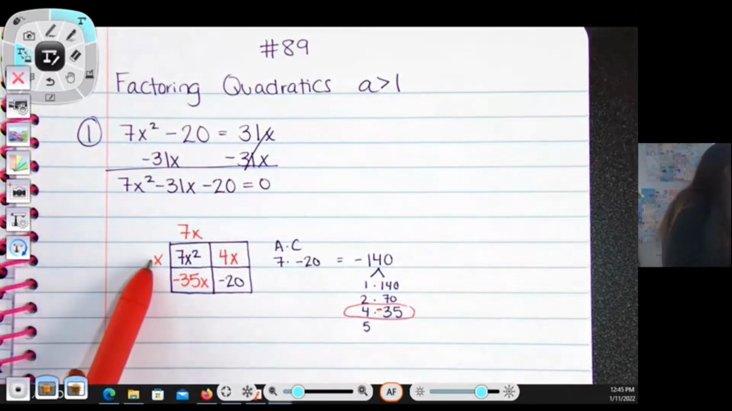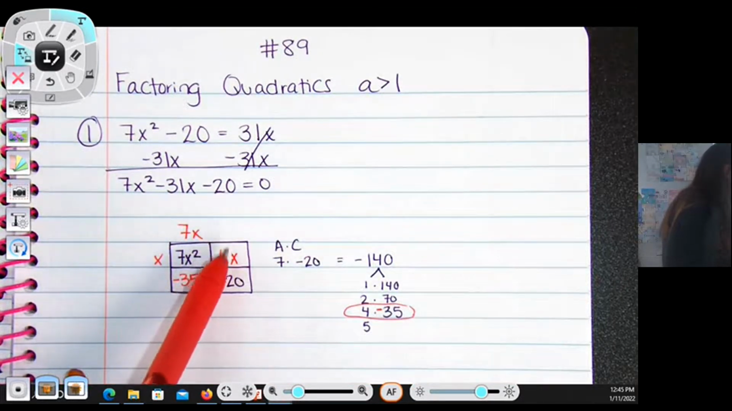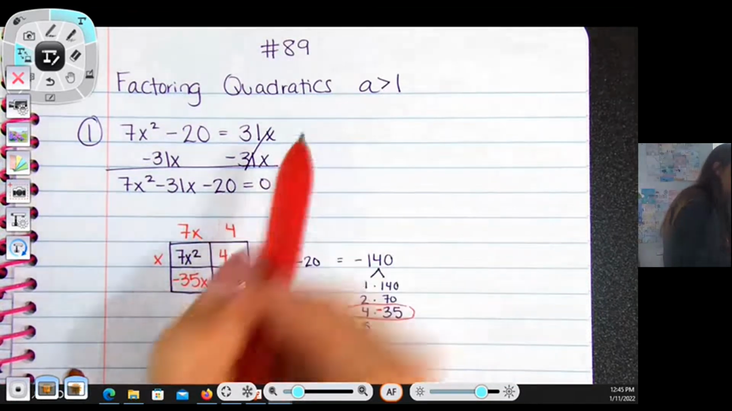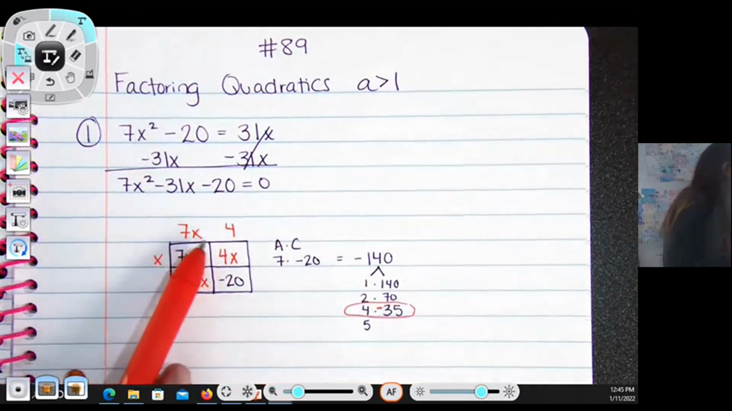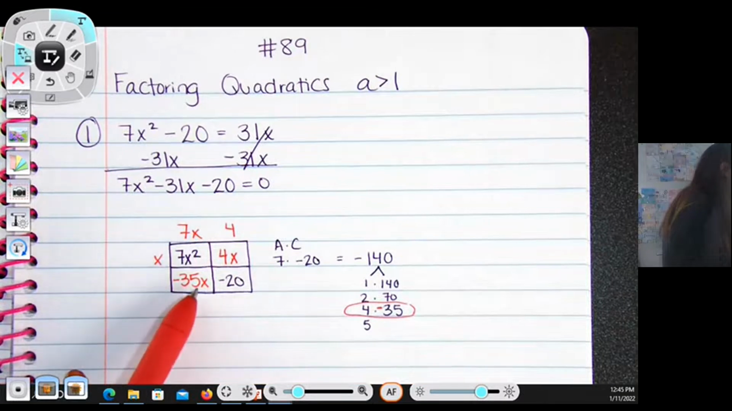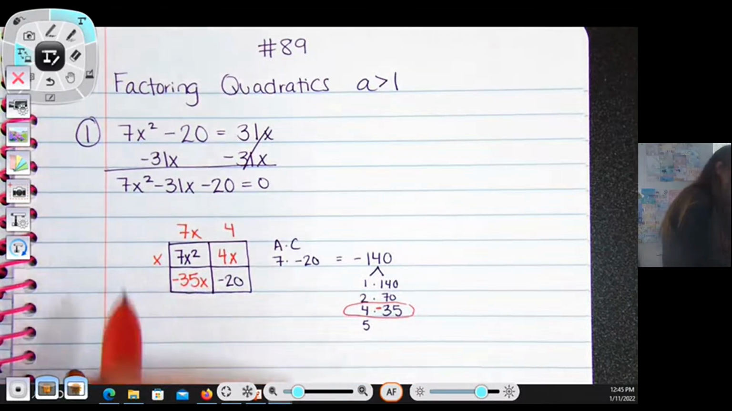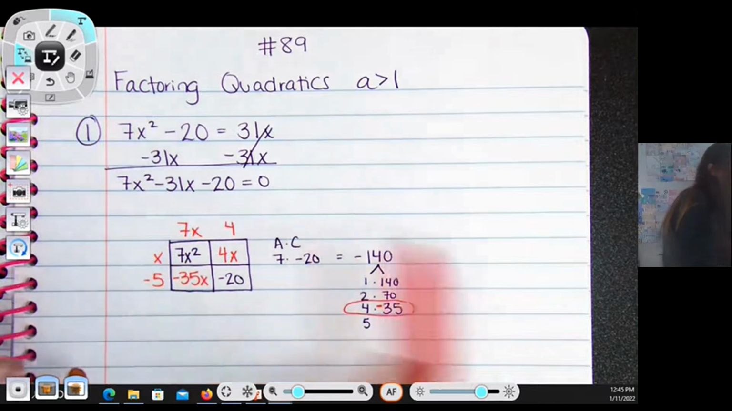If this is x, x multiplied by what makes 4x? 4. Yeah. If this is 7x, 7x multiplied by what makes negative 35? Negative 5. Now you can check your multiplication.